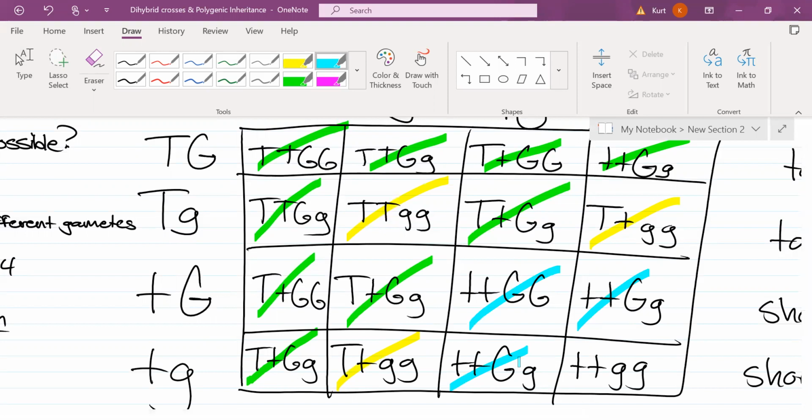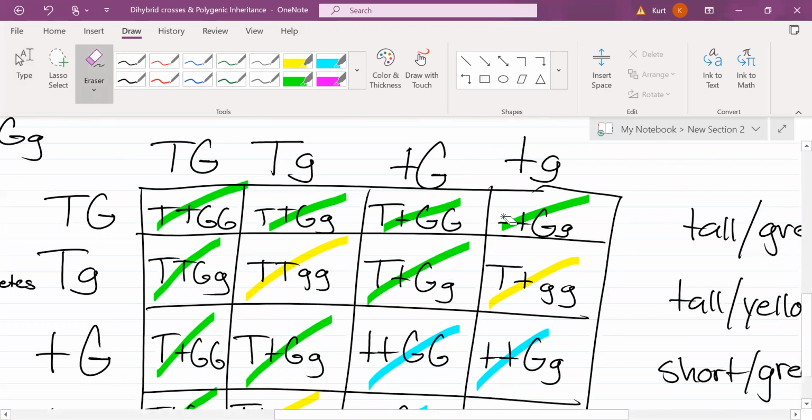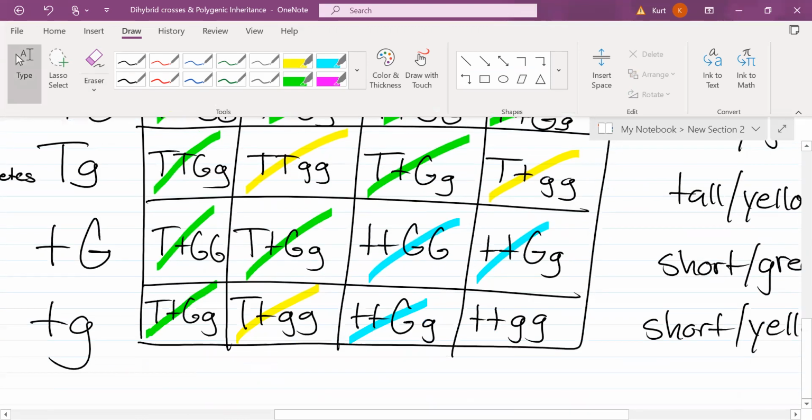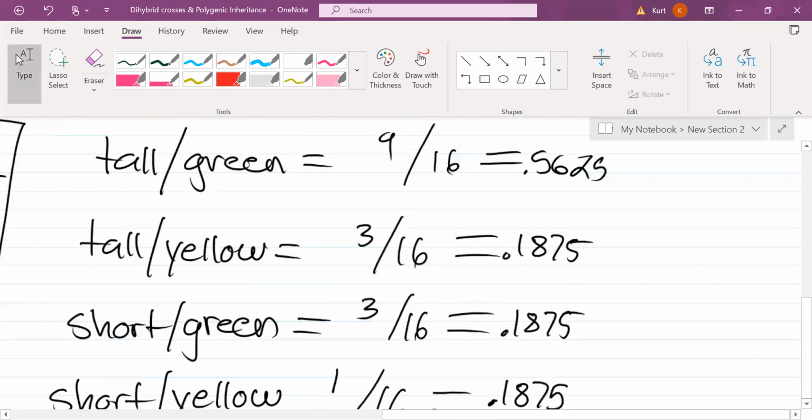I'm so confused about the box row 1, column 4, combining the homozygous dominant TG and the one in the top part. I messed that up. It should be heterozygous for height and heterozygous for color. Okay, that was my mistake. Good eye. And then the last one, short in yellow, should be in the bottom right corner, row 4, box 4. That one should be 1 out of 16, which is 0.0625 or 6.25%. So here are my results.